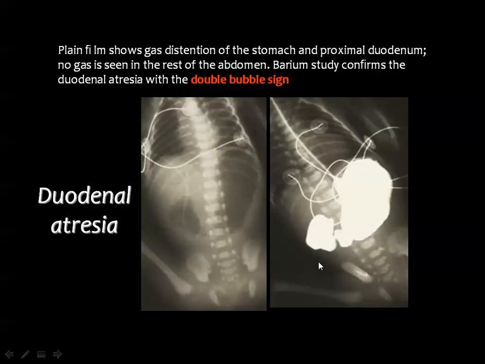Sometimes you may give barium to confirm the diagnosis. From the plain film you see the double bubble sign, and by barium, this is the nasogastric tube. You see barium in the stomach and barium in the dilated proximal part of the duodenum.